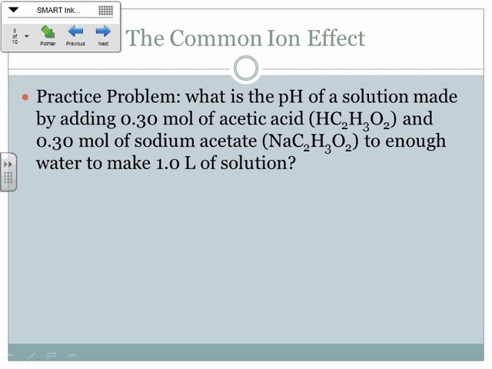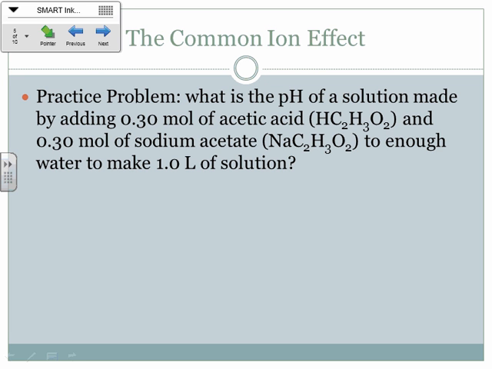What is the pH of a solution made by adding 0.30 moles of acetic acid and 0.30 moles of sodium acetate to enough water to make a liter of solution? All right. It may seem daunting at first, but this is really no different than the stuff that we've been doing before. The only thing that you have to keep in mind here is there's going to be some of the acetate at the beginning of this thing because we're adding the sodium acetate in as well.